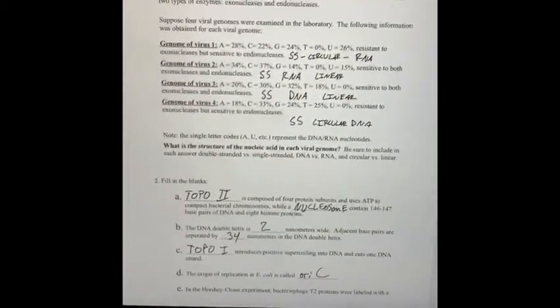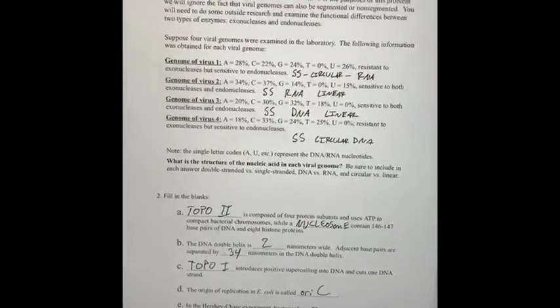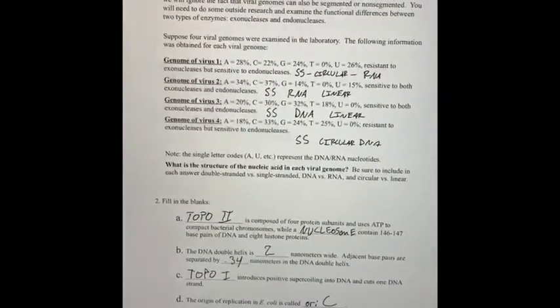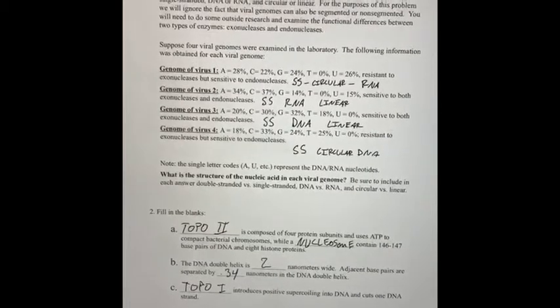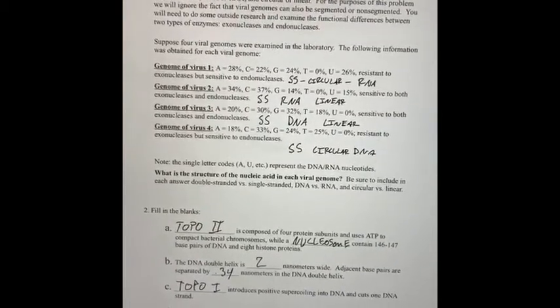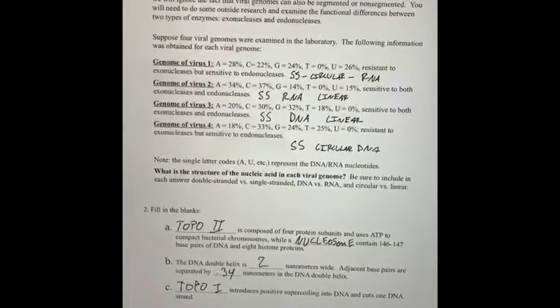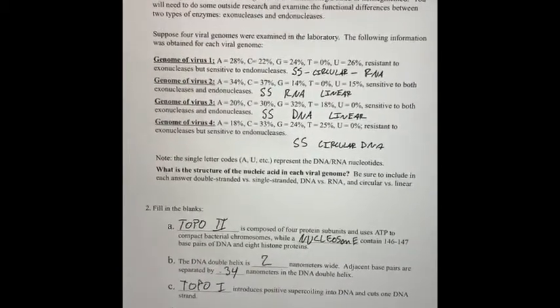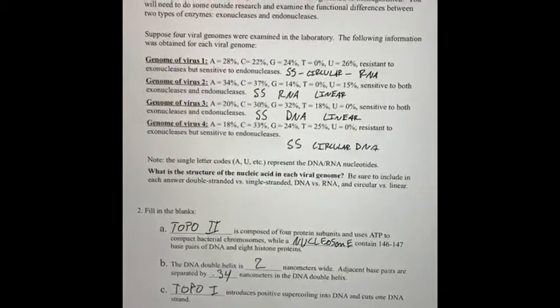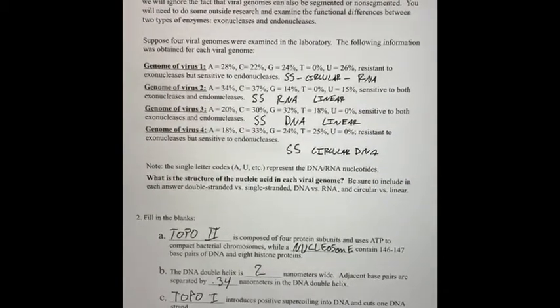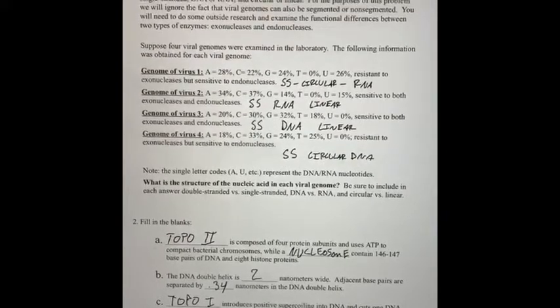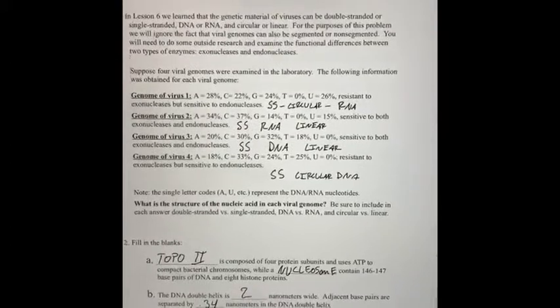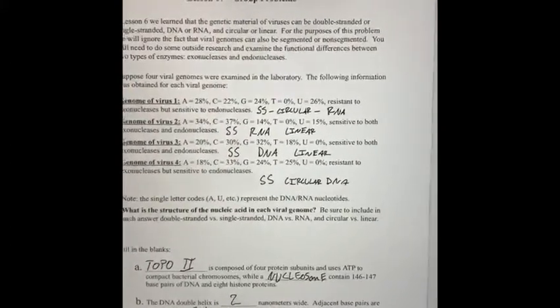Alright guys, here we have lesson 7 group problems, questions 1 and 2. So 1 is asking about the genome of 4 specific viruses, and it asks you to dive in a little bit to endonuclease versus exonuclease, one of which attaches to the end of the genome, which is the exonuclease, and the endonuclease attaches to the middle of the genome. So that's how we can differentiate between circular and linear. Linear, it'll attach to the end, and circular, it'll attach to the middle.